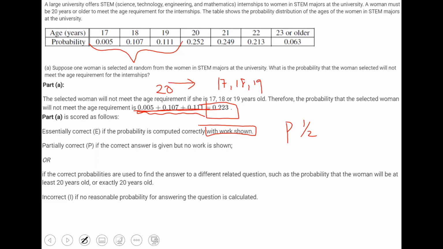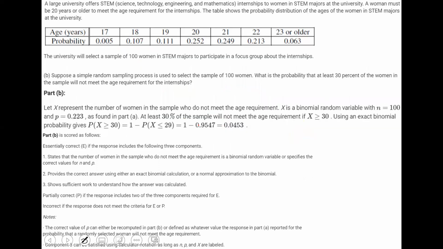Let's see, part B. The university will select a random sample of 100 women in STEM majors to participate in a focus group about the internships. Suppose a simple random sampling process is used to select the sample of 100 women.